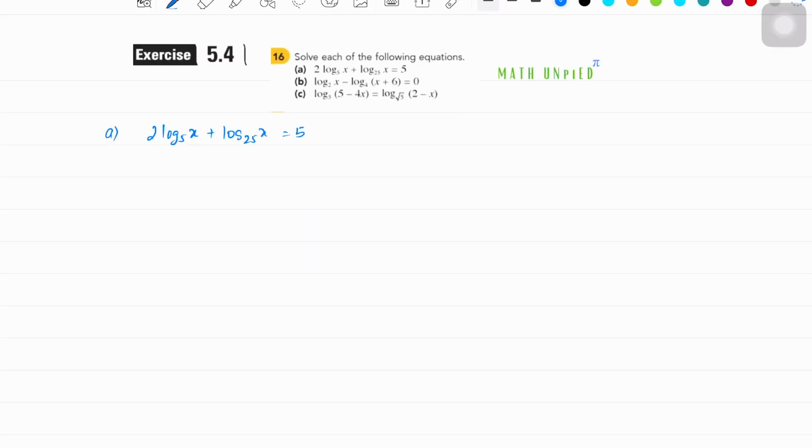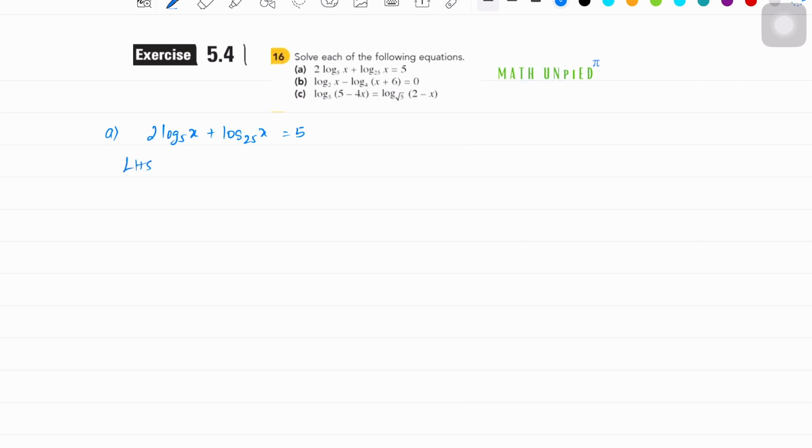Now let's move on to the 16th problem. Solve each of the following equations, and it has 3 subdivisions. We'll start with A. This is 2 log base 5 of x plus log base 25 of x equals 5. Now let's do this. We'll start with the left hand side.